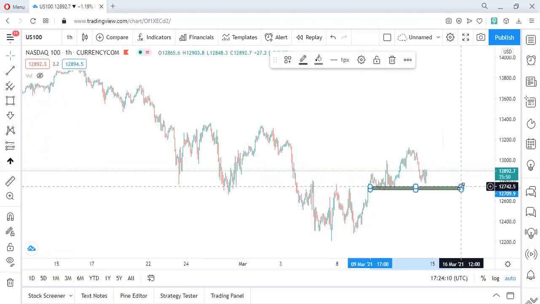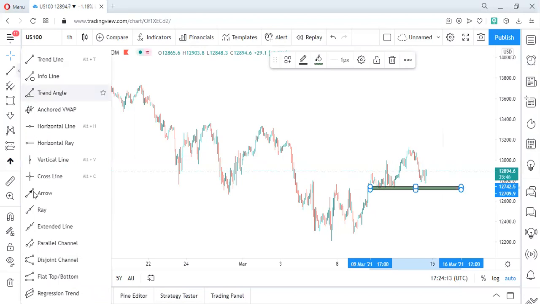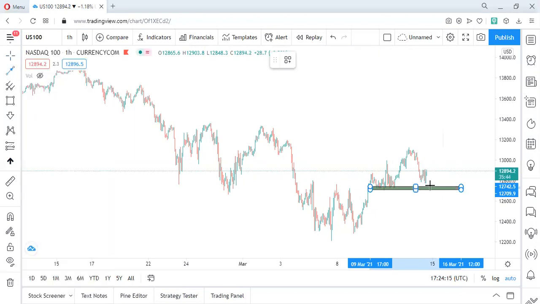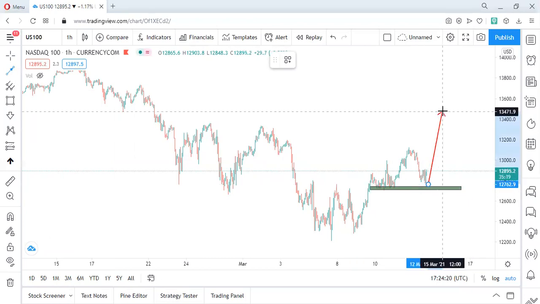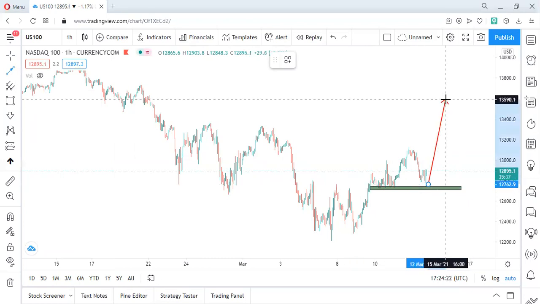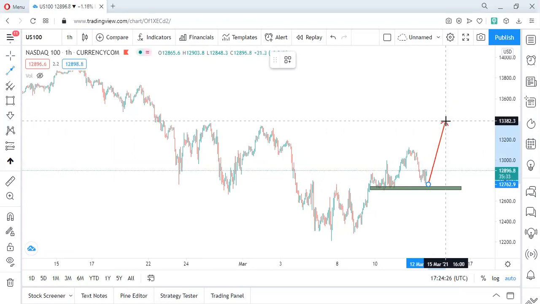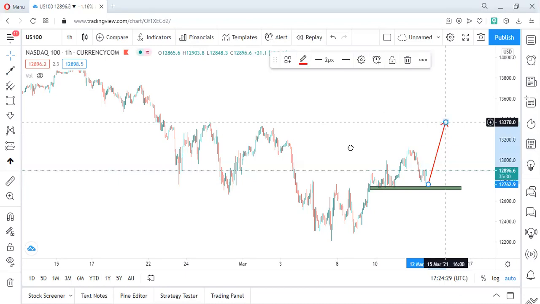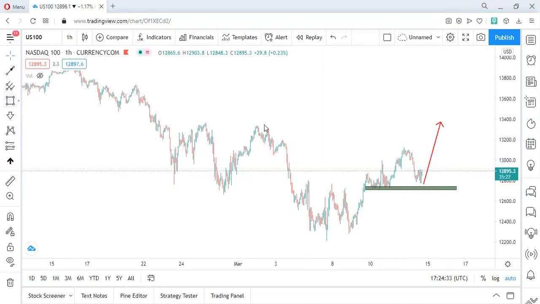So the market is trying to push higher, guys. Remember on the previous video, I said the market is gonna push high. So we are still gonna push further. I'm expecting something like this at 13,400. I'm expecting the market to reach this region now. Let's just mark off where we're expecting the market to go.